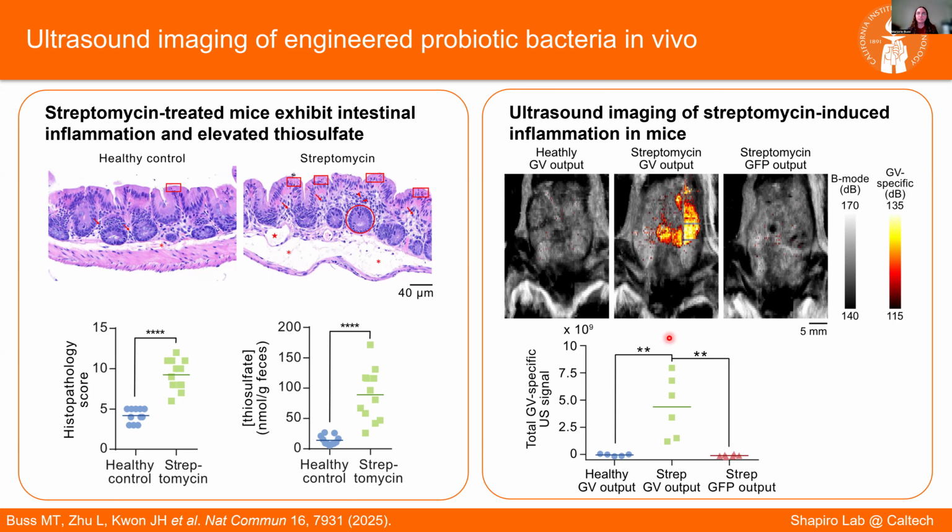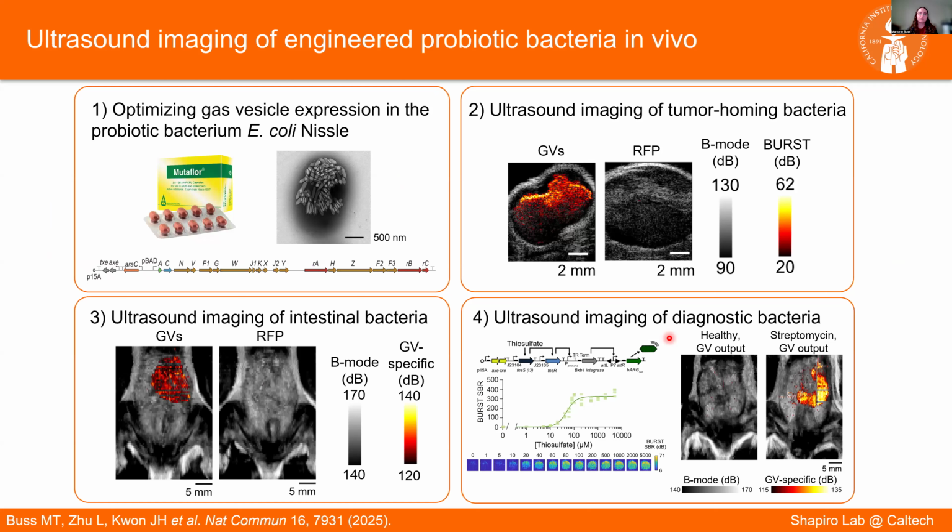So in conclusion, hopefully I've showed you that we were able to optimize gas vesicle expression in the widely used probiotic bacterium E. coli Nissle using these gas vesicle genes from Serratia. And we're able to image this engineered Nissle strain after it homed to tumors of mice and also colonized the gastrointestinal tract. And we're able to use these gas vesicles in a diagnostic application by linking them to thiosulfate sensing, so that we were able to image intestinal inflammation in antibiotic-treated mice.